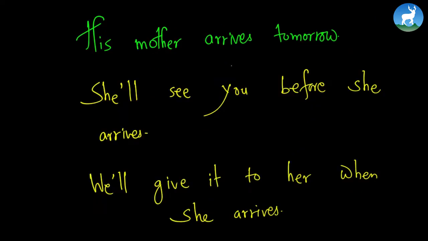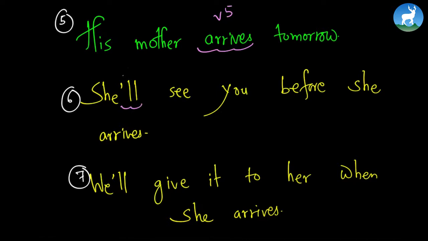Alright, 3 more examples. Number 5, 6, and 7. First one is his mother arrives tomorrow. Now we have a V5 here. Second one is she'll see you before she arrives. Here's a future thing, so this is future. Let's not talk about it. So we have a V5 here. Will, again it's a future. Give it to her when she arrives. Alright, this is again V5.